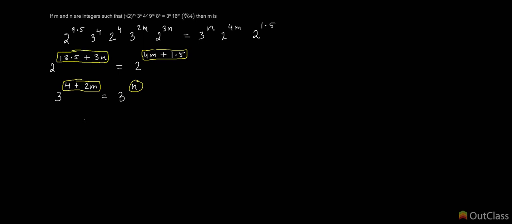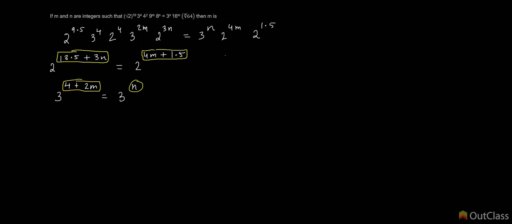So let's compare the powers of 2 and 3 separately. 2 raised to 13.5 plus 3n is equal to 2 raised to 4m plus 1.5. Those are the powers of 2. The powers of 3. 3 raised to 4 plus 2m is equal to 3 raised to n. So basically n is equal to 4 plus 2m, and 4m plus 1.5 is equal to 13.5 plus 3n.